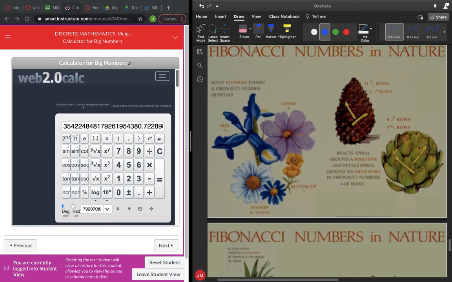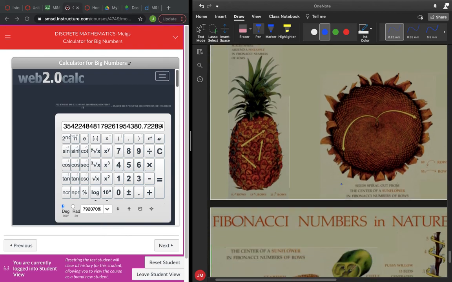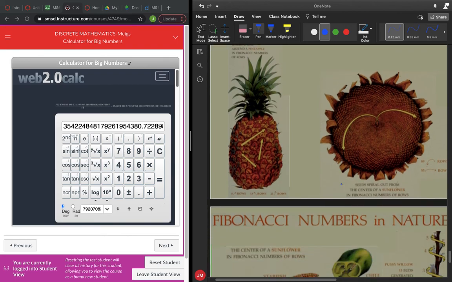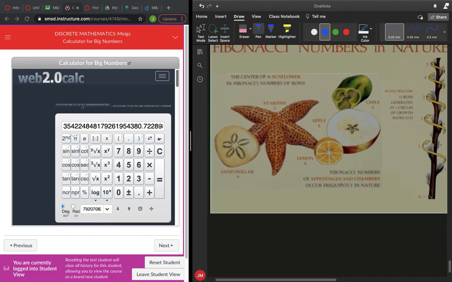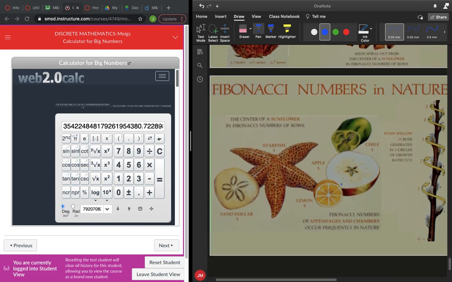Just some other examples. We talked about pine cones and flowers. Artichokes are another example, and pineapples, interestingly or not, are also another example of that. You can see also sunflowers, lots of different things. I would encourage you to, on your own, look up where Fibonacci numbers show up in nature. Really an interesting thing to look at when you see those numbers in the real world.